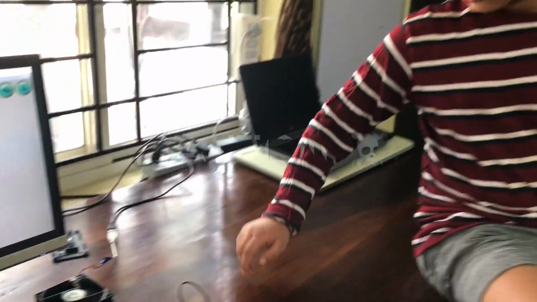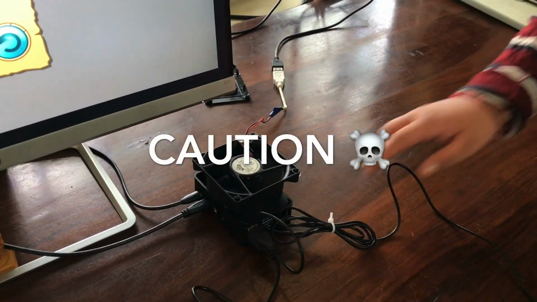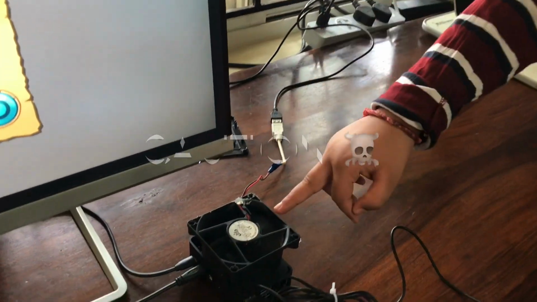Caution: Raspberry Pi may overheat, so use the CPU fan for cooling the Raspberry Pi.